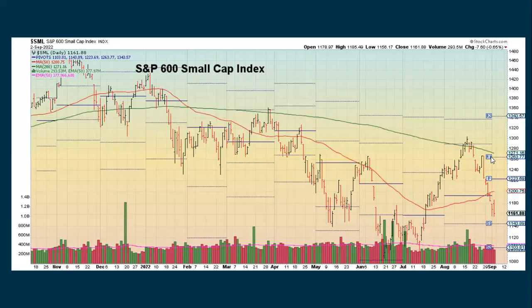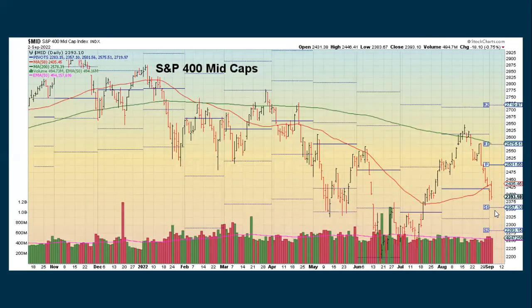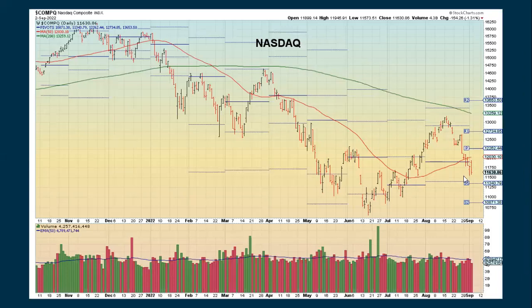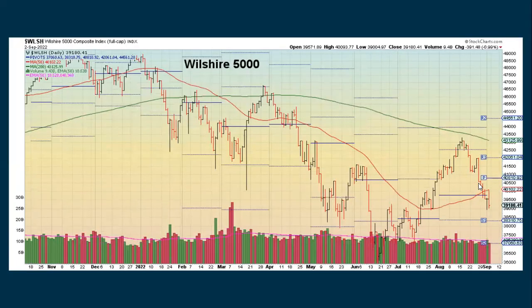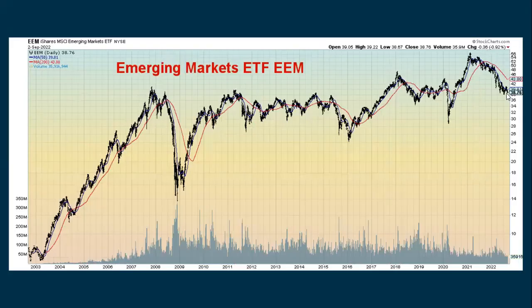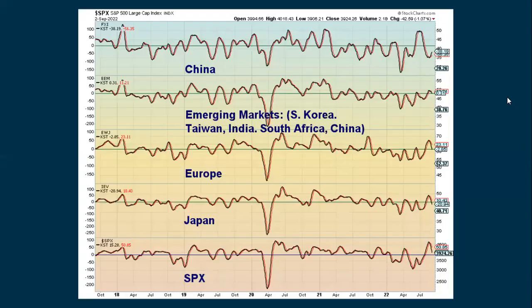Small cap index also dropping below its 50-period moving average and really having some difficulties, as are the mid caps. And the Dow, just not a good week this past week. The NASDAQ also having some problems, as is the NASDAQ 100. The Wilshire, we're looking at this 50-period moving average right here. It acted as resistance before we really started to head lower in Friday's session. All stocks, they're starting to show some more weakness. Emerging markets never really did turn out all that positive, and they're starting to show more weakness as well.